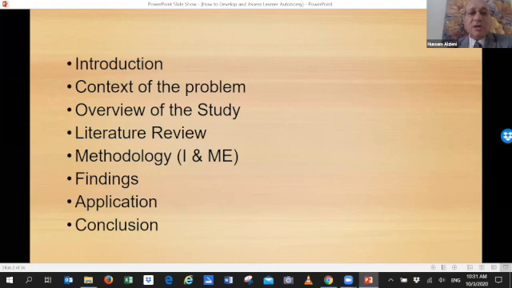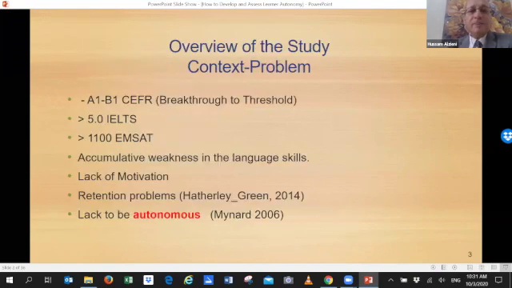In this presentation, I will go over the study and the literature review. I will explain my methodology, which I call the I and Me learner autonomy development model, the findings, and some applications or some examples of activities that can develop learner autonomy or academic learner autonomy.